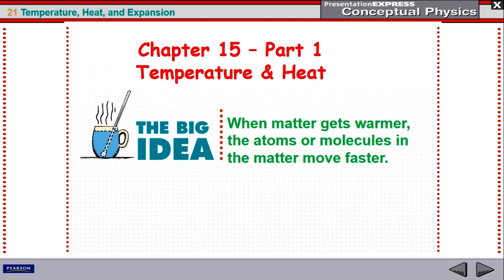Chapter 15, Part 1. The title of the chapter is Temperature and Heat. In this part, we will talk about temperature.